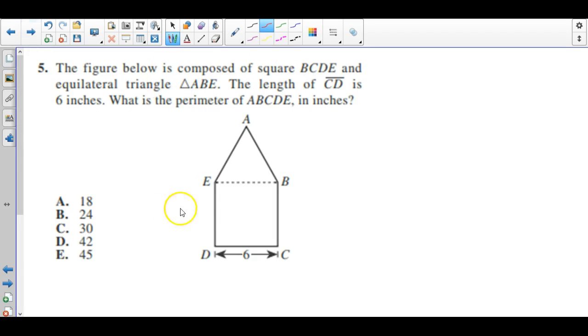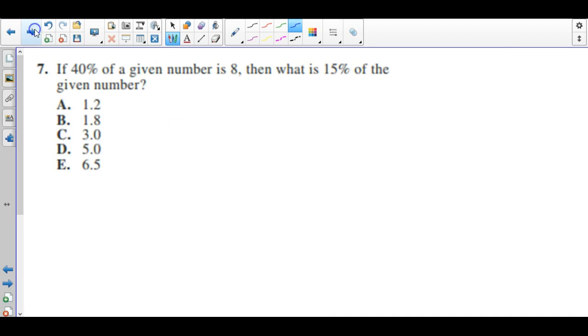The figure below is composed of a square, BCDE, and an equilateral triangle on top. We're going to find the perimeter of ABCDE, which is basically this giant house looking thing. Since this is a square, all of my sides are 6, and I have the equilateral triangle on top, which means that those are also 6. So what you really have here is just 5 of these 6's, so 6 times 5, and that's 30. It's a really fast perimeter problem. Basically just knowing what a square and what an equilateral triangle is allows you to make the assumption that every one of those sides is 6.